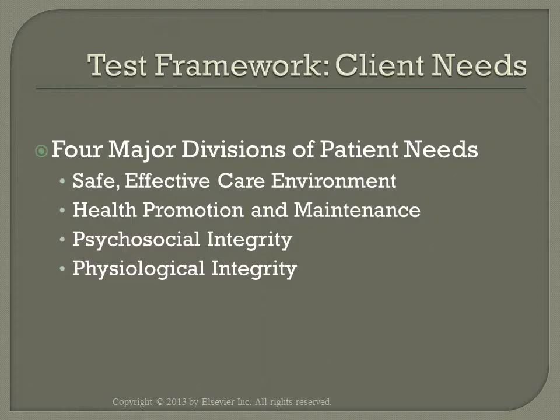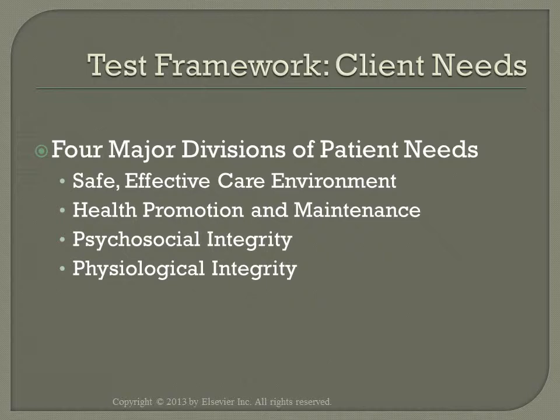Under psychosocial integrity, that would be 6 to 12% of test items. It includes coping and adaptation with examples of behavior management, coping mechanisms, end-of-life issues, mental health concepts, religious and spiritual influences, and therapeutic communication. Psychosocial adaptation examples would be abuse and neglect, chemical dependency, crisis intervention, mental health concepts, suicide, therapeutic environment, and behavioral interventions.